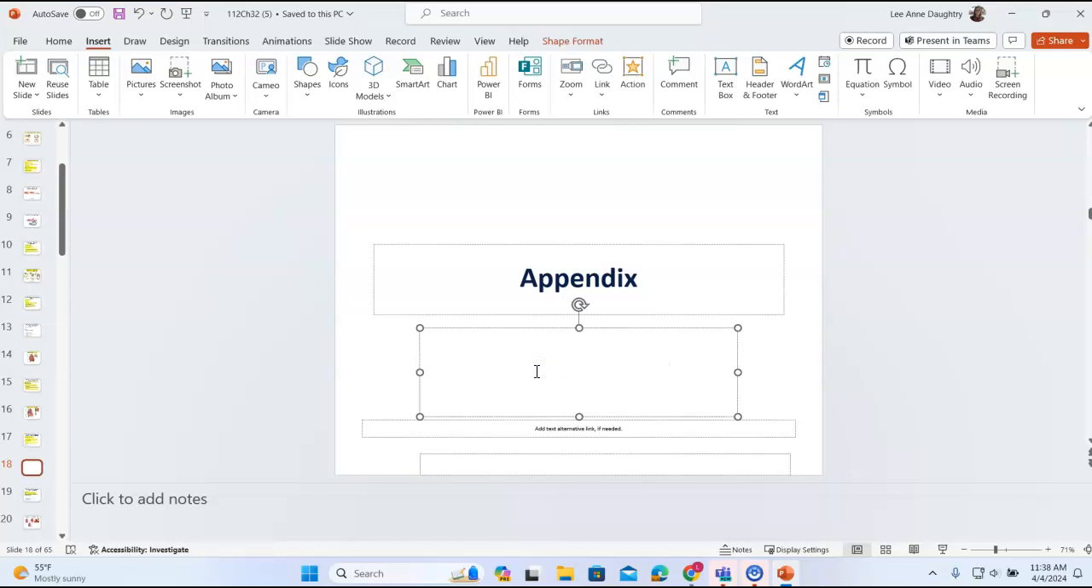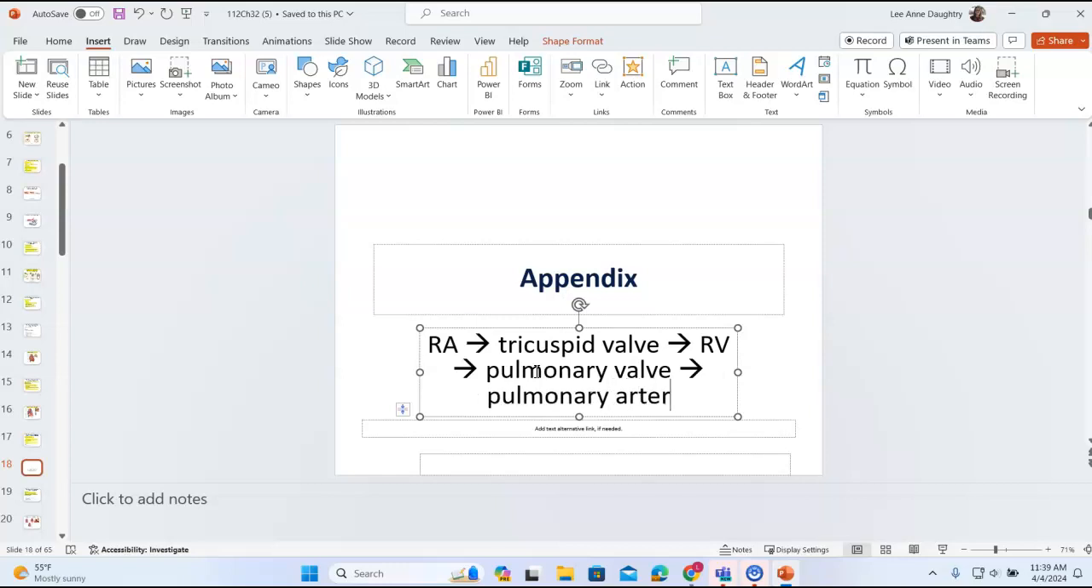So we want to start with the right atrium, RA. We're going to make a little arrow, and then the valve is the tricuspid valve. Blood is going to go through the tricuspid valve into the right ventricle, or RV. And then from the right ventricle through the pulmonary valve, and then into the pulmonary arteries. It's the pulmonary trunk and then the pulmonary arteries. All right, now the blood is going to the lungs.